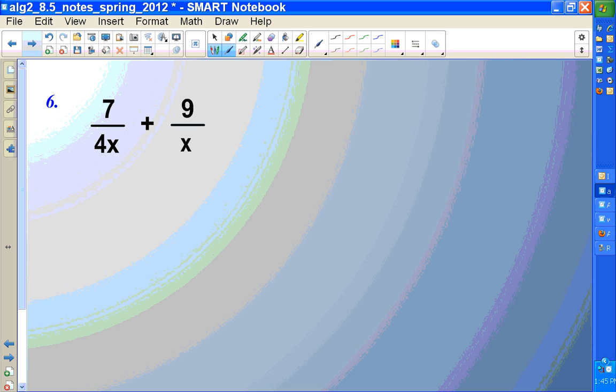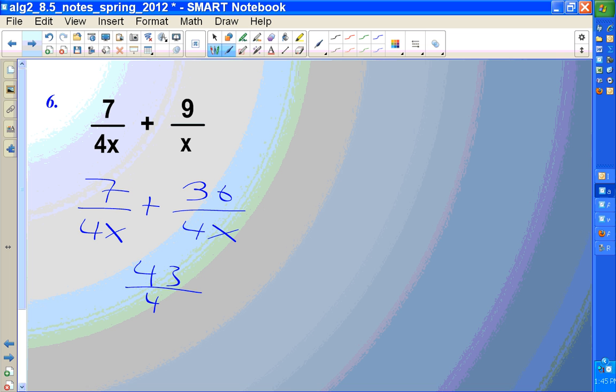What's the common denominator with variables now? 4x. Easy peasy when it's like this. What did you do to 4x to get to this denominator? Nothing. So don't do anything to the top. What do we do to this? Do the same on the top. And when you add, no equals, straight down the page.